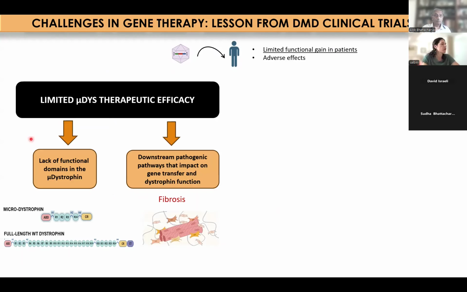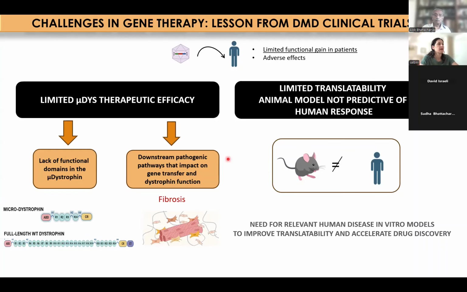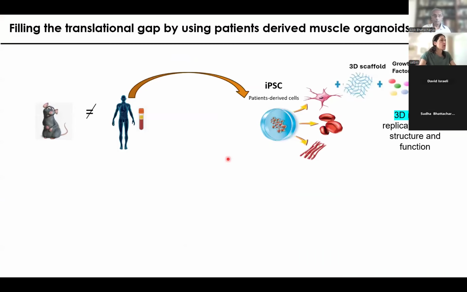One could be that the short form of dystrophin lacks several key domains, but also that we don't correct secondary downstream events, and also that animal models may not be so predictive because of species differences. So there is limited translatability, and that's why there is really a need for a human-relevant model to improve the translatability and accelerate drug discovery.